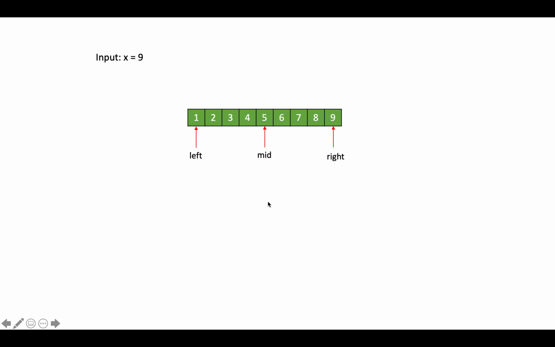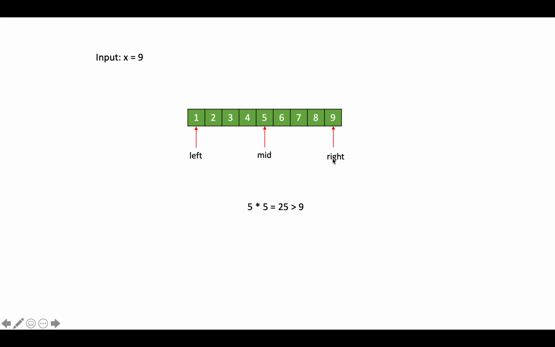Then we can compare the value 5 with the square root of 9. Because 5 times 5 is 25, which is larger than 9, we know that 5 is larger than the square root of 9, which is 3. We know it, but we should find it. So the square root cannot be in this part, as this part is all larger than the square root of 9. So we can keep searching in the other part.